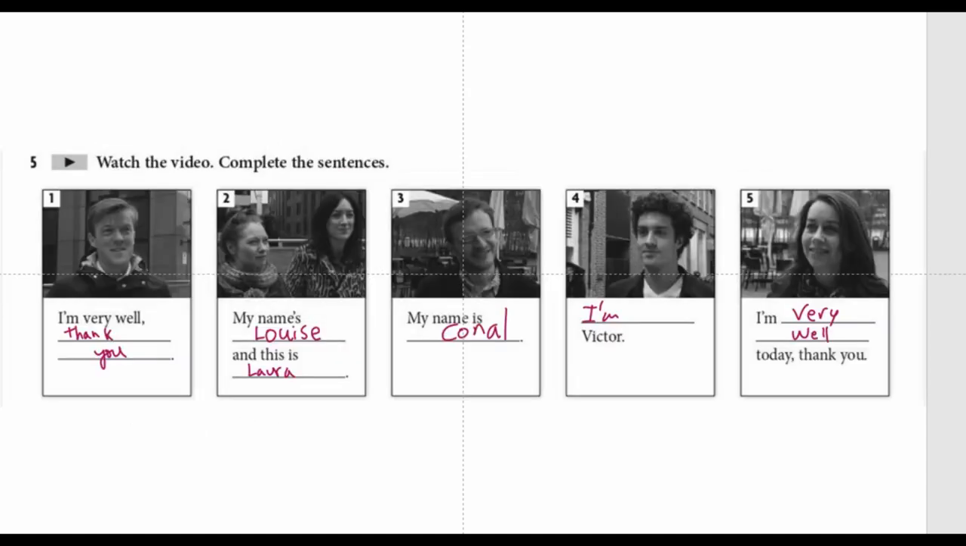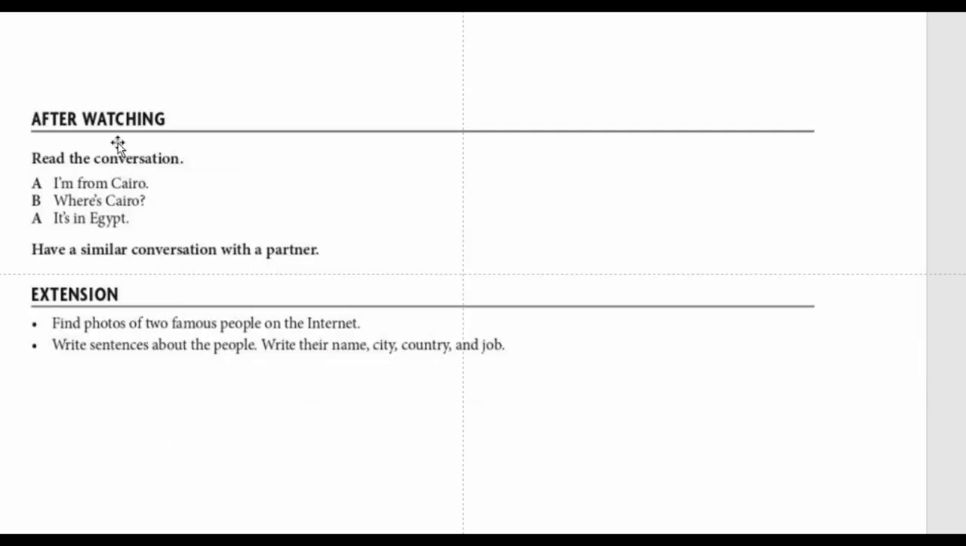El siguiente, actividad number 5, son las expresiones. Okay. I'm very well, thank you. Lois, my name is Lois and this is Laura. My name is Connor. I'm Victor. I'm very well today, thank you. Okay. Y después de ver el video, lo que se tiene que hacer es leer la comparación.